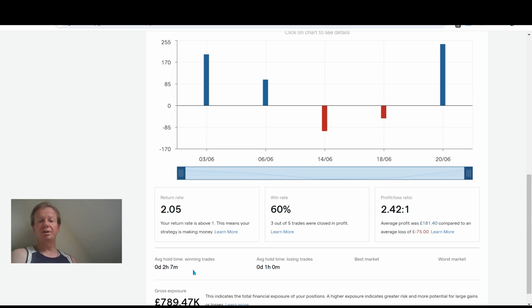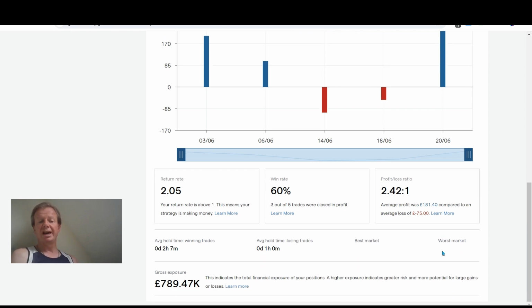And again here, look, we look at the average hold time of the winning trades, it's 2 hours 7. So the winning trades tend to last longer, and I find that generally in trading anyway, whereas the losing trades fizzle out quite quickly, and losing trades are only averaging 1 hour hold time.